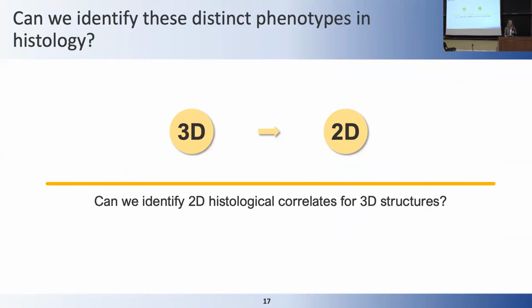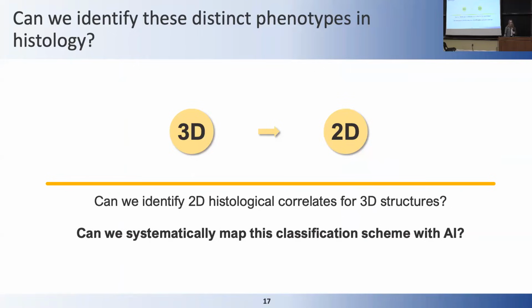So what she's been spending time on now is, now that we've qualitatively defined these, developed a systematic classification scheme, can we do the same thing with AI? And can we go back to that huge data set of samples that we've collected, that we've mapped thousands of PanIN lesions, and quantify the composition, the incidence of these phenotypes in those samples. So can we systematically map this classification scheme?